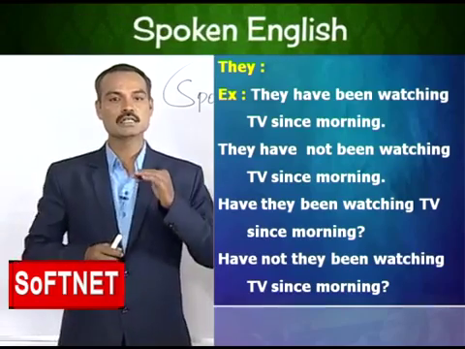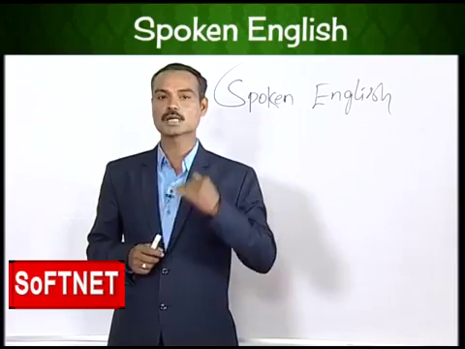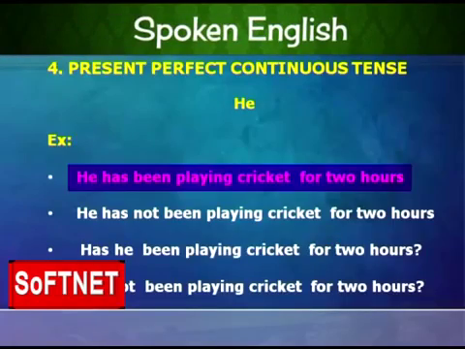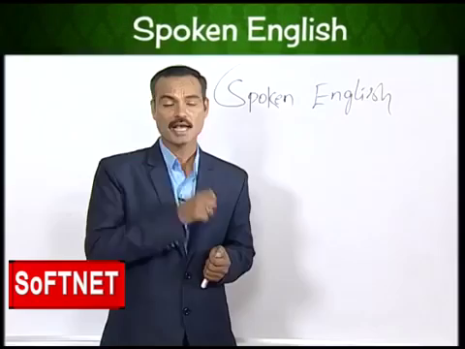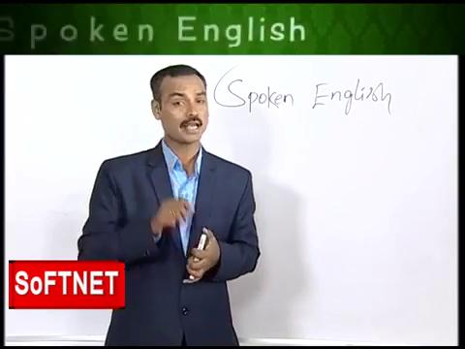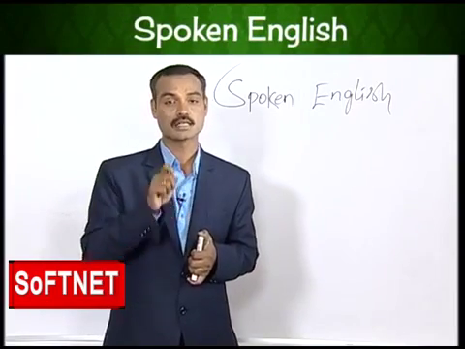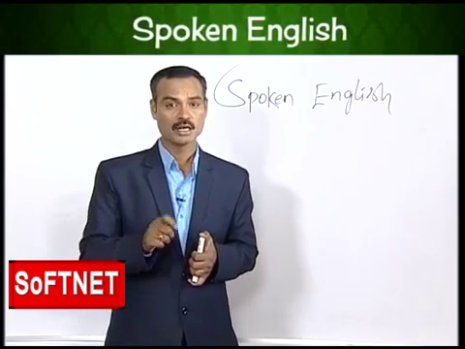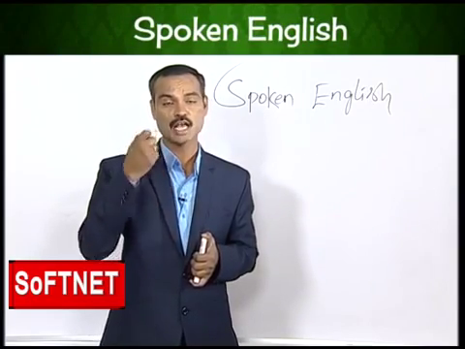Next, shall we learn how to write 4 types of sentences with another subject, that is he. He has been playing cricket for 2 hours. Subject is he. Has been or have been? Has been should be taken. When should we take has been? For any singular, he, she, it and any singular name, any singular noun, has been. For any plural subject, have been.